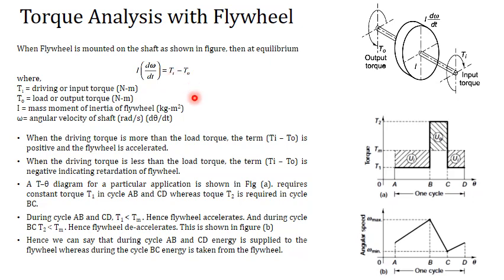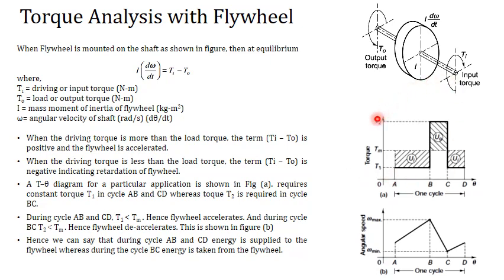So when the driving torque is more than the load, the term TI minus TO will be positive, and when the load is more than the driving torque, then the term TI minus TO will be negative. This we can understand with one example.